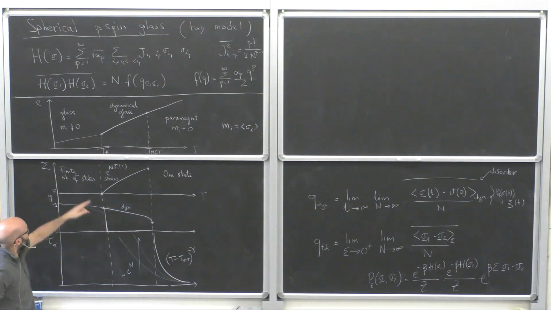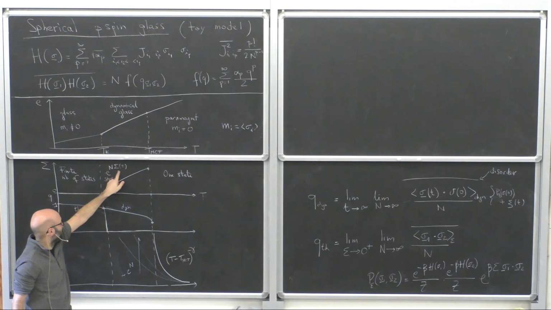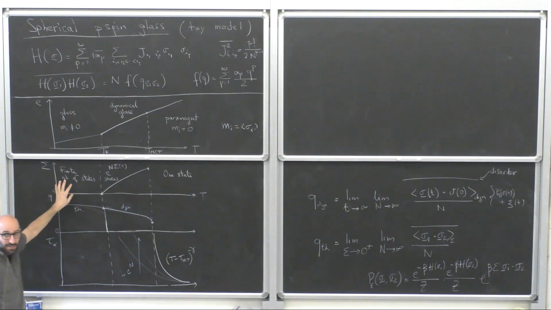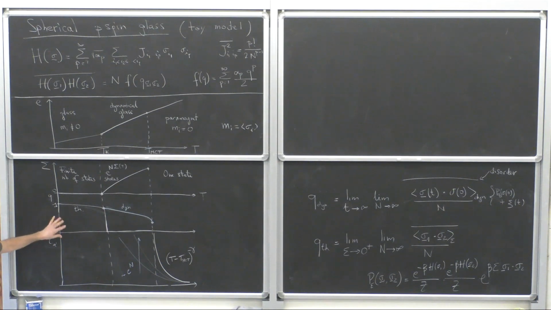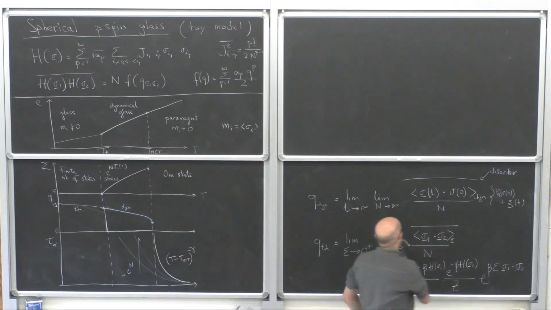And then at the lower temperature, the entropy of the states goes to 0. You have a finite number of states, and that's where you have the thermodynamic glass. So the way to see that, I introduced this order parameter. So we have two order parameters, one for the dynamics and one for the thermodynamics. The one for the dynamics is maybe a bit more intuitive.